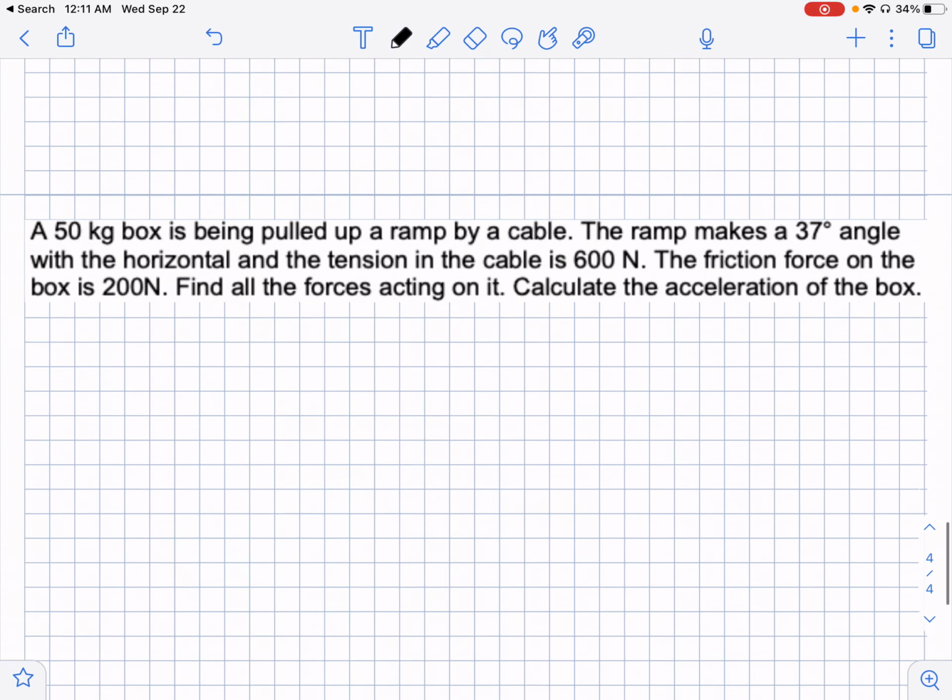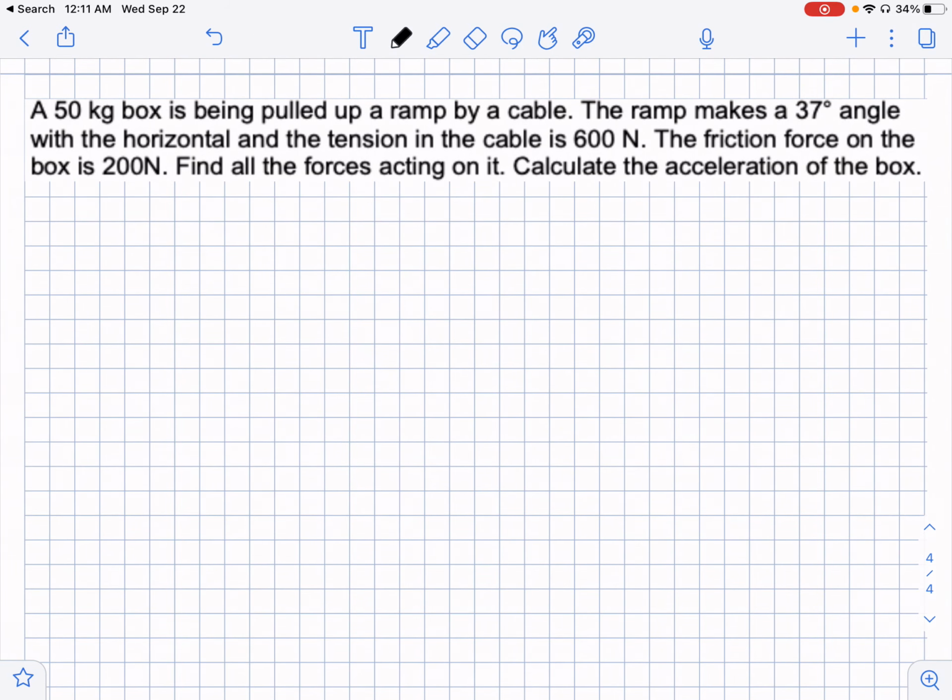Now let's look at another example where we also are going to have some acceleration involved. So this one says we have a 50-kilogram box. It's being pulled up a ramp by a cable. The ramp makes a 37-degree angle with the horizontal. Tension is 600 newtons, friction is 200 newtons. And we're going to do two things. We're going to find all the remaining forces, and then calculate the acceleration of the box.